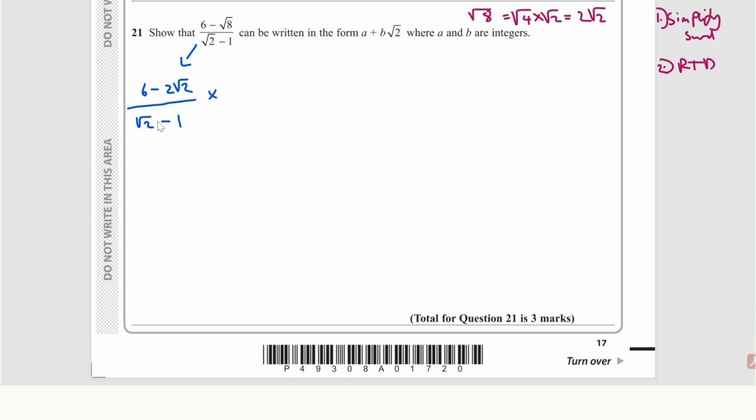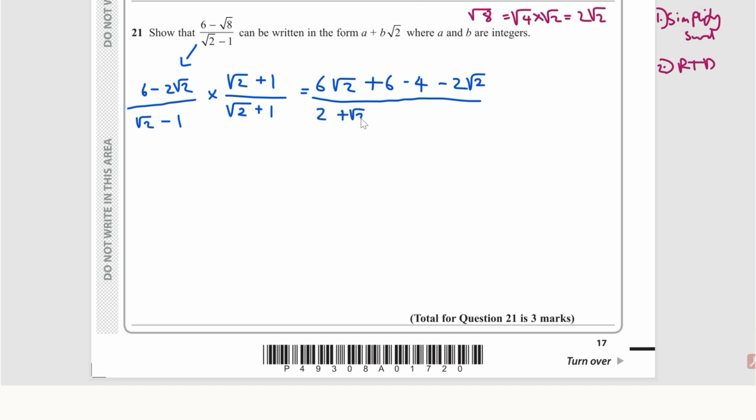There is a surd in the denominator with a minus sign, so we're going to multiply by the whole denominator, but we're just going to flip the sign. And multiplying across as normal, we get 6 root 2 plus 6 minus 4 minus 2 root 2. The same for the denominator. Root 2 times root 2 is 2 plus root 2 minus root 2 minus 1.